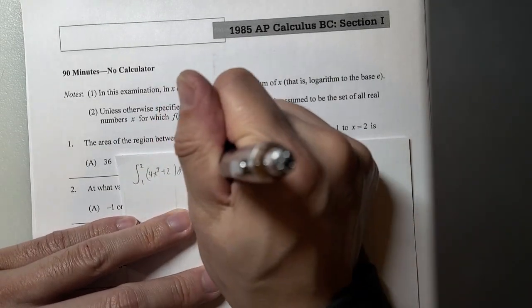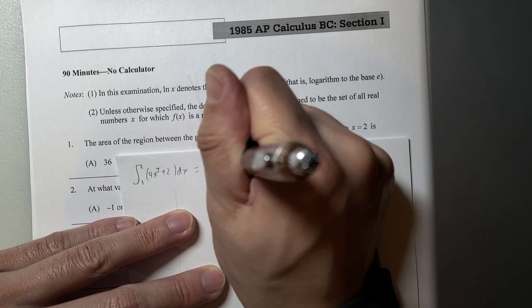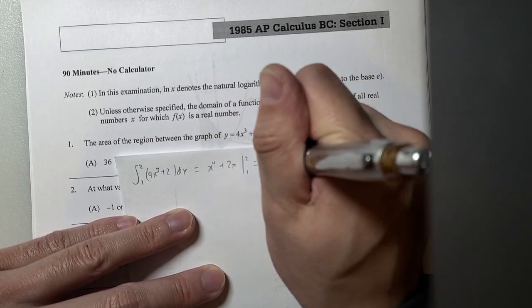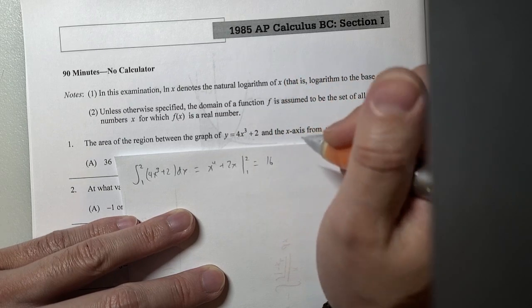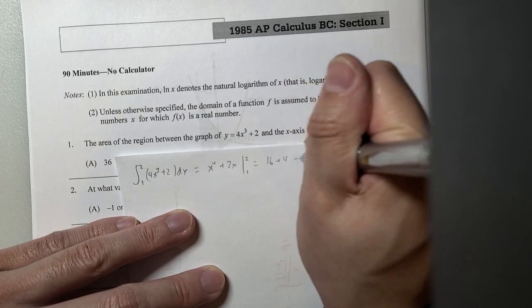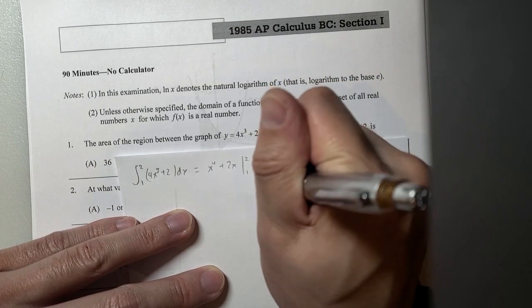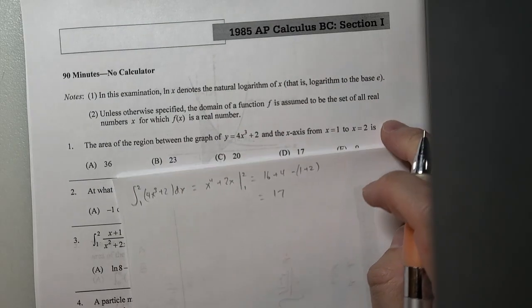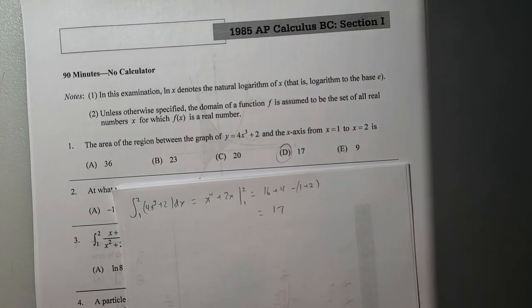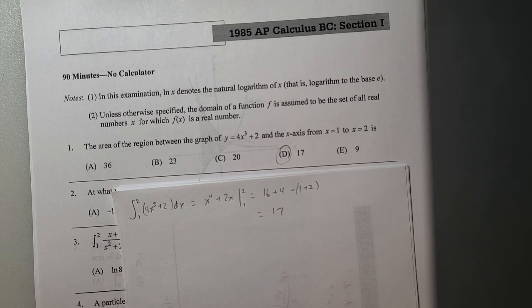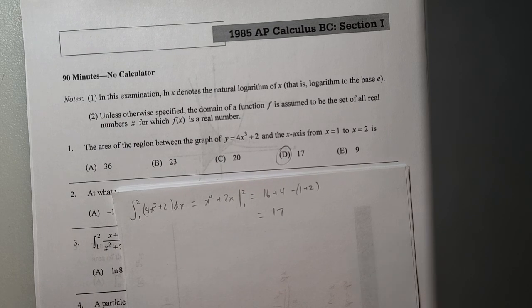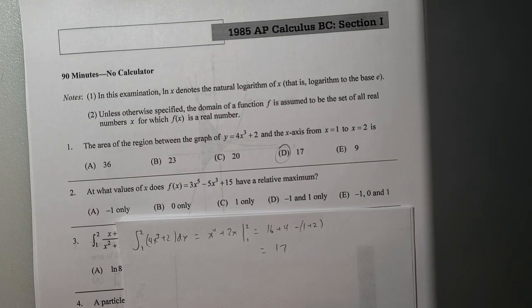Okay? So we just use the power rule: x to the fourth plus 2x, evaluated from 1 to 2. That's 2 to the fourth is 16, plus 4, minus (1 plus 2). That's 20 minus 3, 17. I believe it's D. Let me double check. I need to pull up the key real quick. Yep, that's correct.